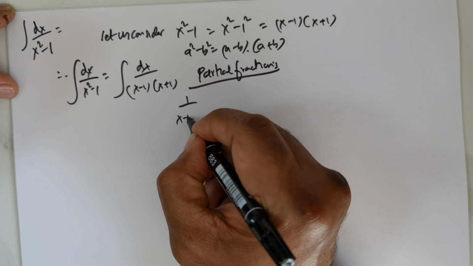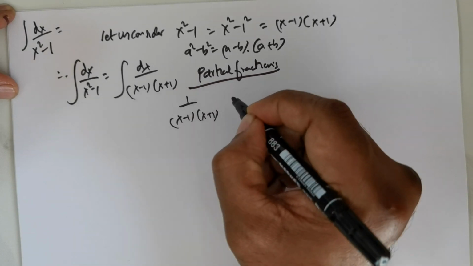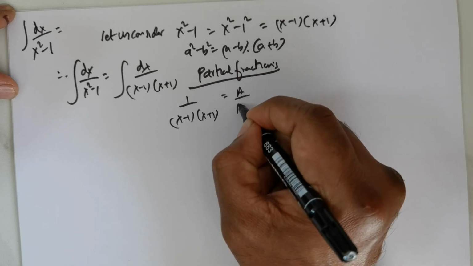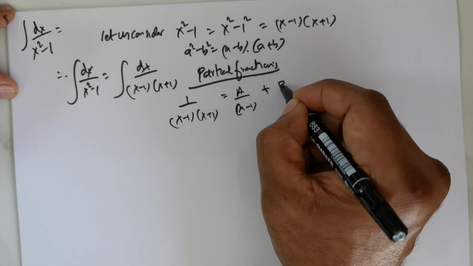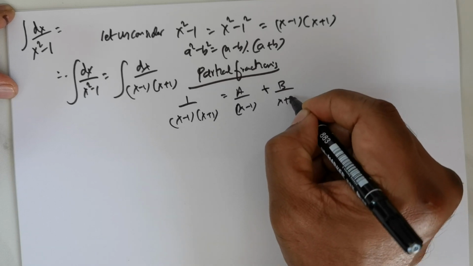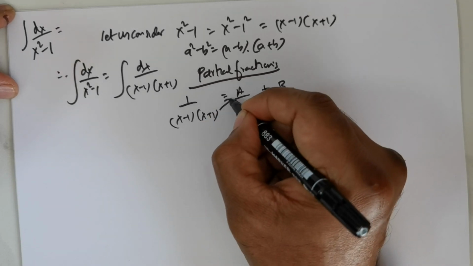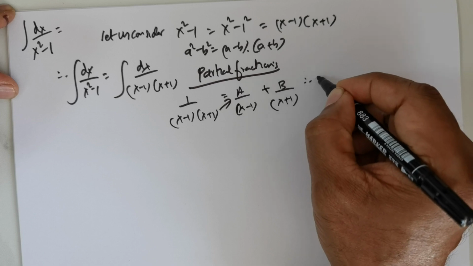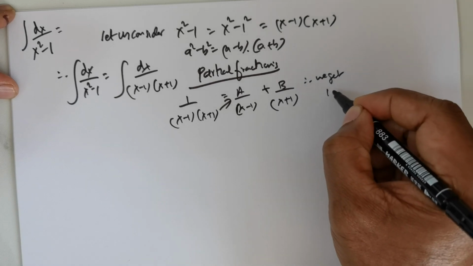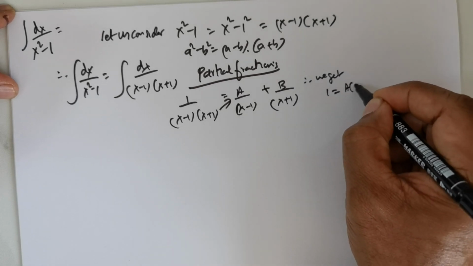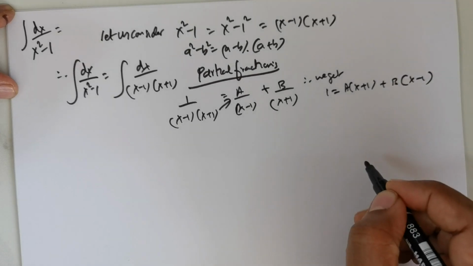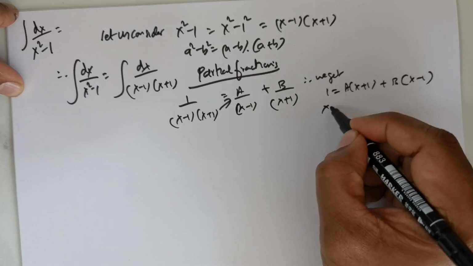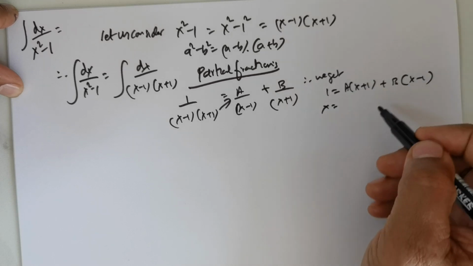So consider 1 over (x minus 1)(x plus 1). I'm going to rewrite this as a over (x minus 1) plus b over (x plus 1). You cross multiply, and we get 1 is equal to a times (x plus 1) plus b times (x minus 1). Now choose values for x for which one of the terms vanishes.